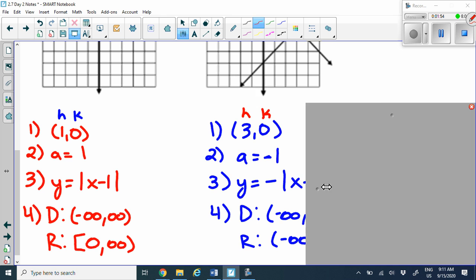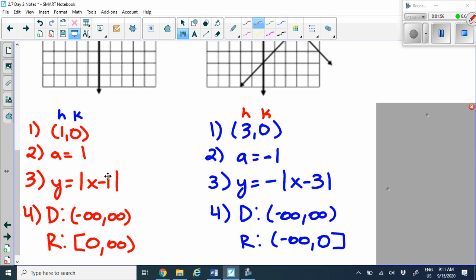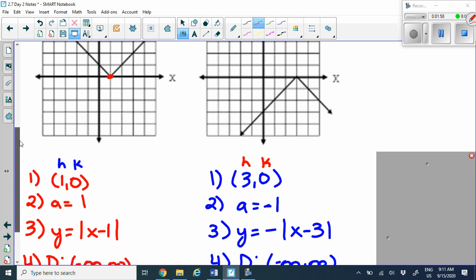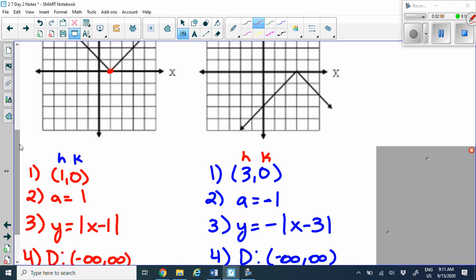Okay, now let's go ahead and go to the next example. Here are the answers. Our vertex is going to be at 3, 0, so that's our lonely point. Our a value is negative because we do open down. And notice we go down 1 over 1, down 1 over 1, so that just simplifies to negative 1.